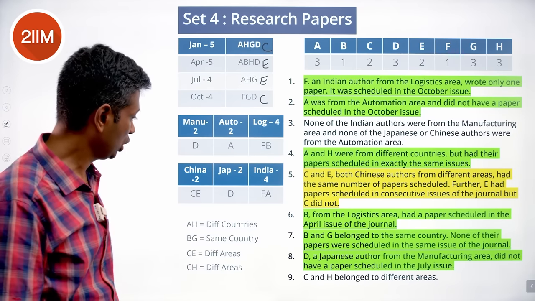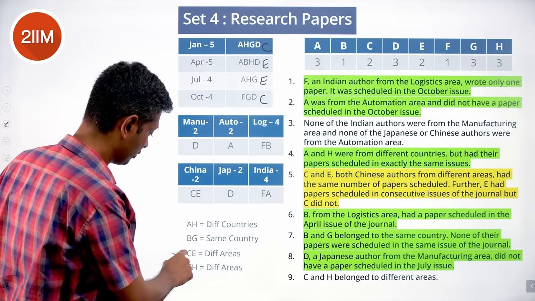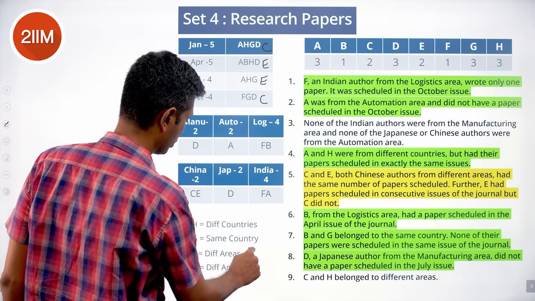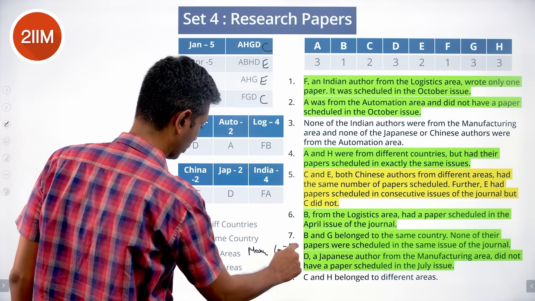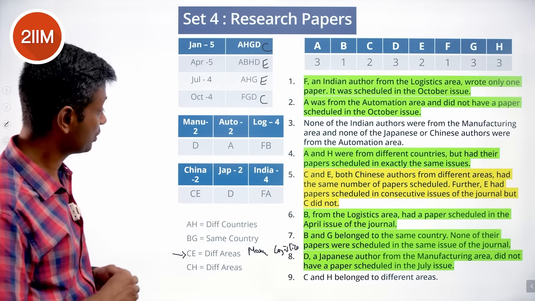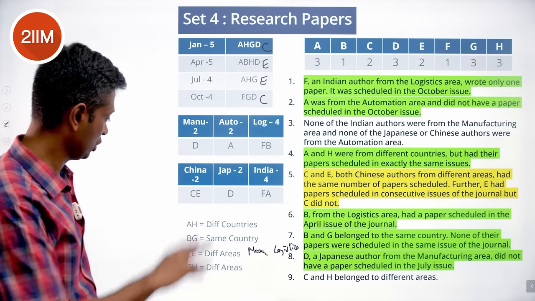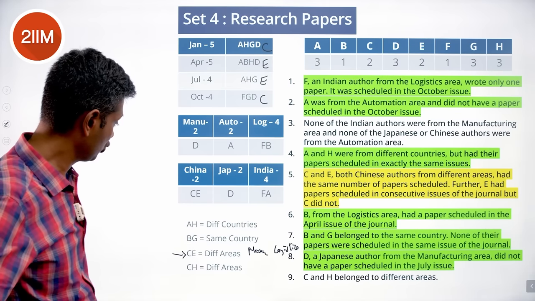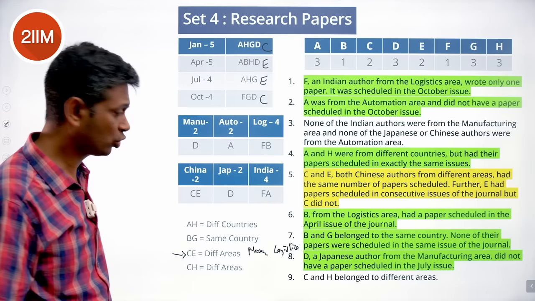Brilliant. Now C and H belong to different areas. C and E belong to different areas. These two different areas are manufacturing and logistics. C and H, different areas. We don't know where H is from. So we still have to worry about H, which area he is from, which division he is from, which country he is from. B and G belong to the same country. C and A and H belong to different countries. Lovely. So this is massively useful.